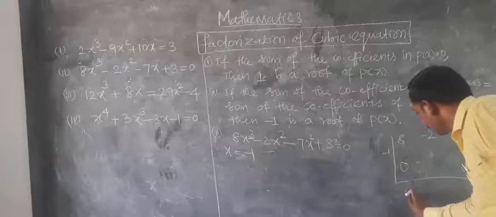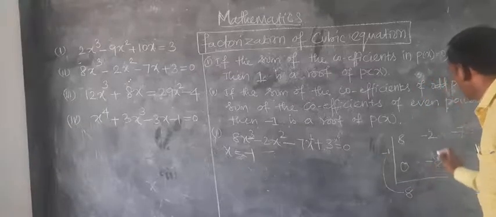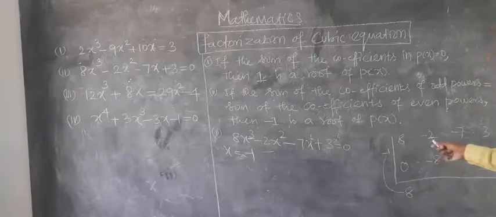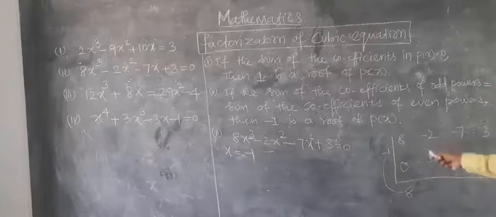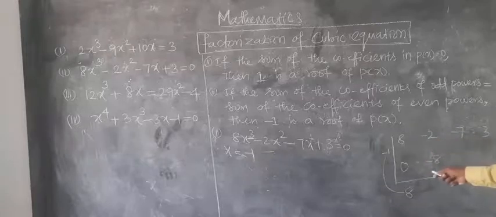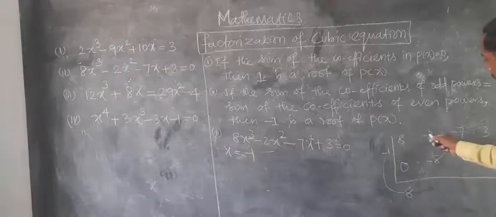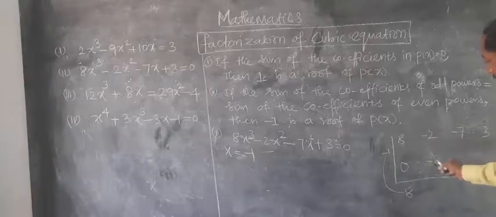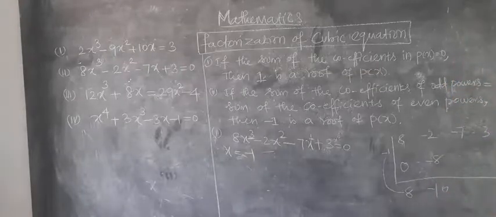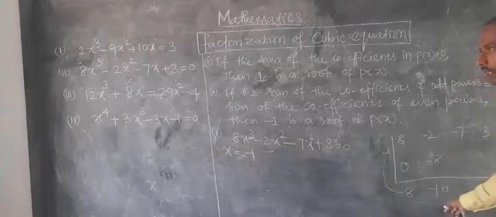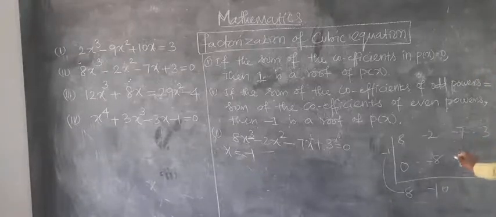Then the last value always will become 0. So you bring down 8, then you multiply by minus 1 to get minus 8. You have to add because here the signs are the same, negative. Positive and positive is also the same sign. So negative, same sign, 2 plus 8 is 10. But what is the present sign? Negative, you have to put it. Then you multiply minus 1 into minus 10, which is positive 10.